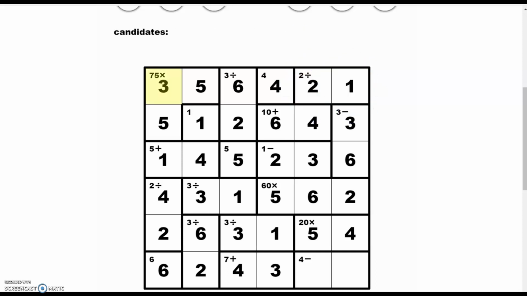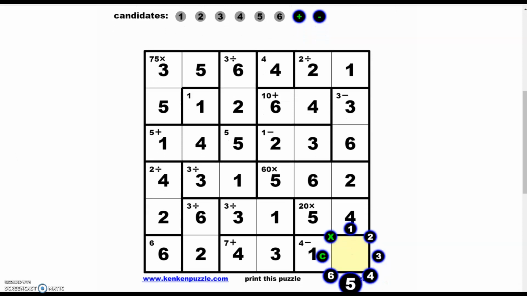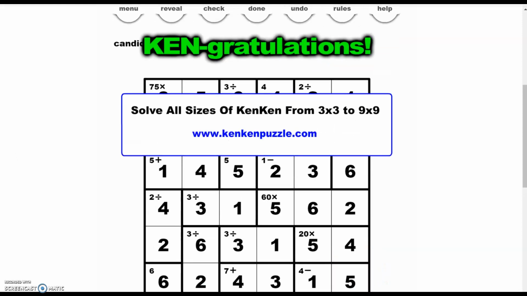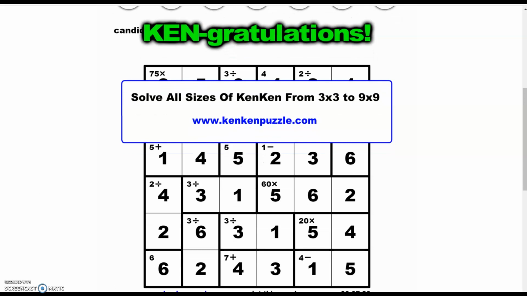I bet you could predict what's going to happen down here. This has to be a 1. And this has to be a 5 for 2 reasons. 5 is missing in this column and 5 is missing in this row. When you get down to the end and it works both directions, you can feel fairly confident. Now let me... Yeah, so we've done another KenKen.